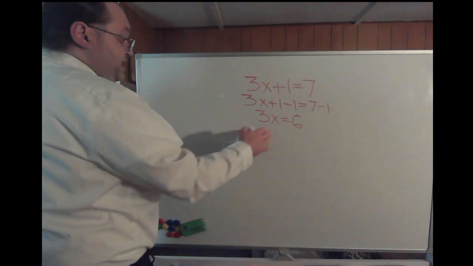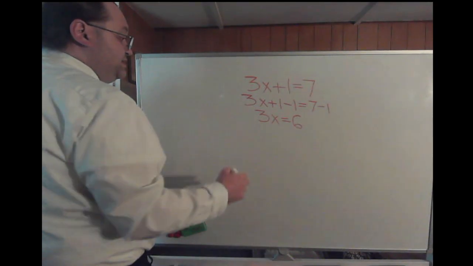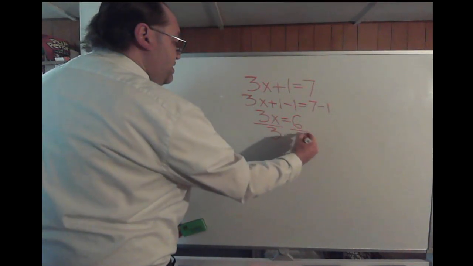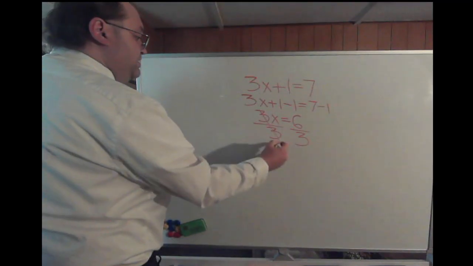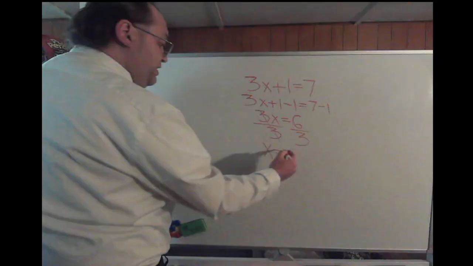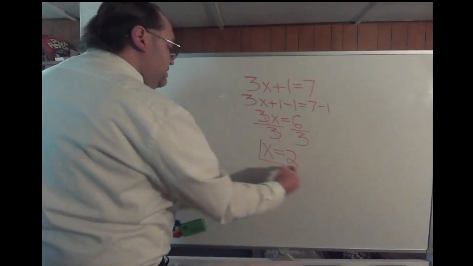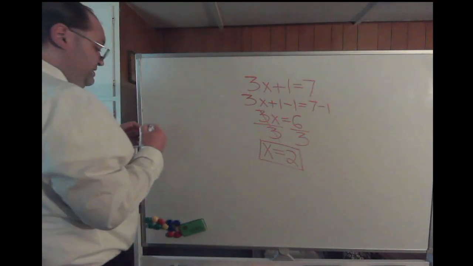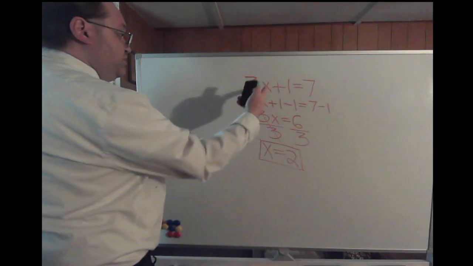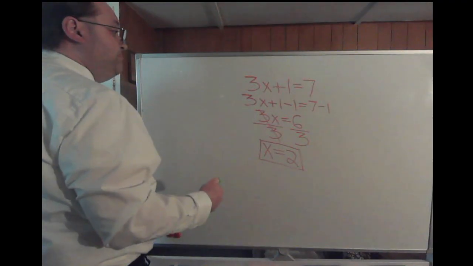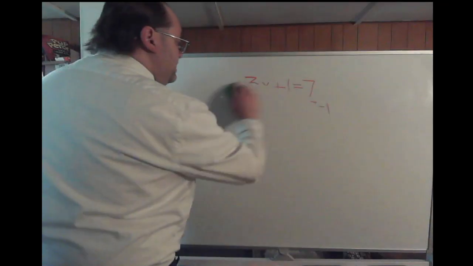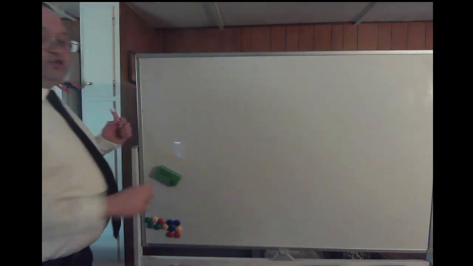Well, the goal now is to get x by itself. We have 3x, so we need to divide by 3. But what you do to one side, you got to do to the other. So the 3's cancel out on the left. You're just left with x by itself. X is equal to 6 divided by 3, which is 2. So the answer for x in this case is 2. And if you want to check it, you could put the value of x back into the original equation, put 2 in for x, and you would get a true statement on both sides. So that's just something you can do if you so choose.